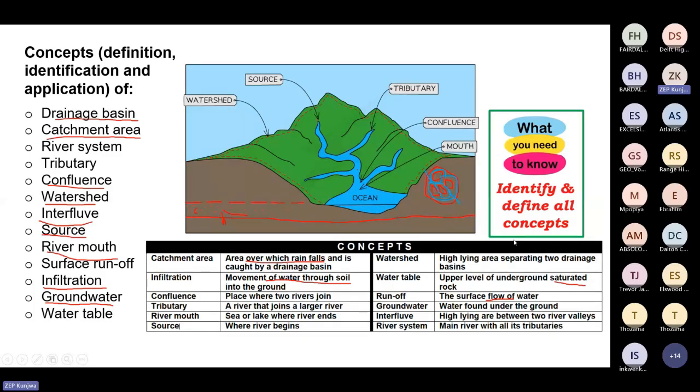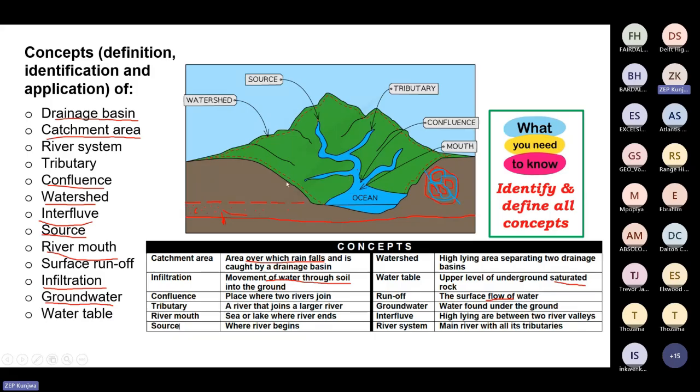Your confluence is the point where the tributary is joining the river. Your watershed is a divide, a high-lying area, the top of the mountain, like a boundary of your watershed. Sorry, the boundary of your drainage basin. And then you have your interflow.